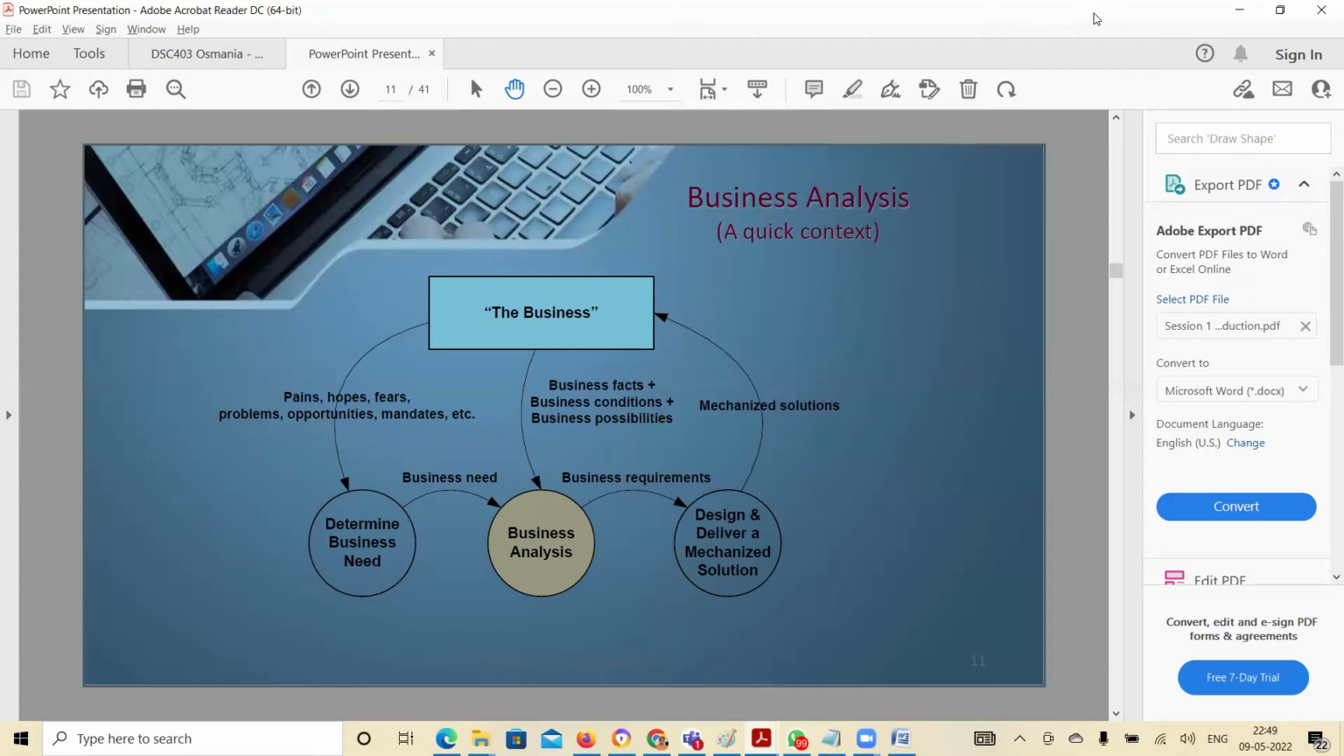Okay. So I'm talking about the executives will think of the business need, and you as a BA will combine all these things together, and finally you will deliver a mechanized solution, right? Once you deliver this solution, that will help the business to address pain, hopes, and fears, right? So that is about the business analysis and the product.